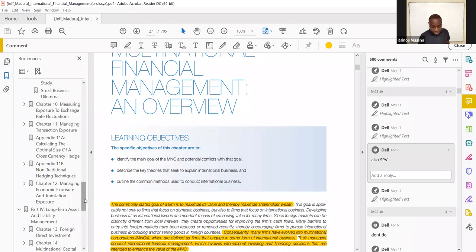Then, from what we were introduced to in chapter 10, in chapter 12 we're also going to be looking at managing economic exposure and also translation exposure, which means it's a build-up from what we have done in chapter 10.